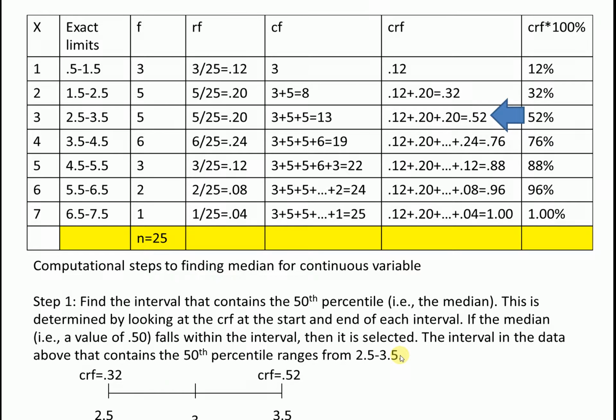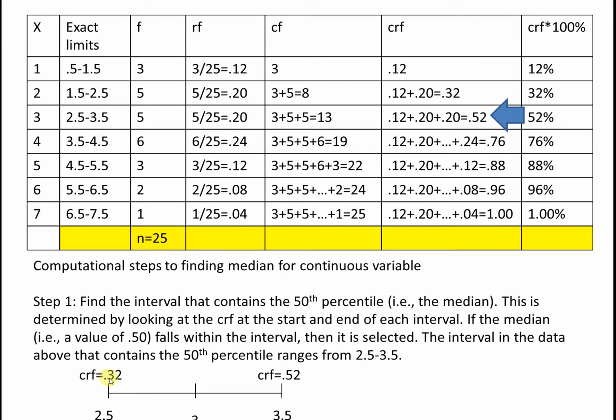So you'll see in this PowerPoint, this is just me walking back through the steps. We have to find the interval that would contain the 50th percentile or the median. We first do that by looking at the cumulative relative frequencies, and then identify which interval is going to contain the median. So that's where the 2.5 to 3.5 come into play right here.